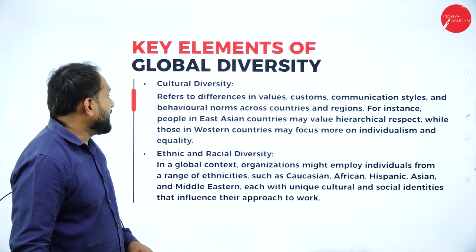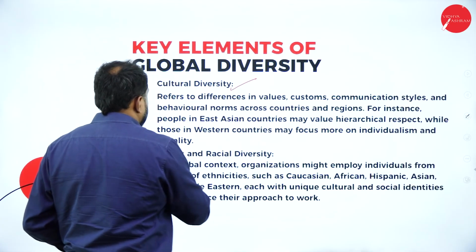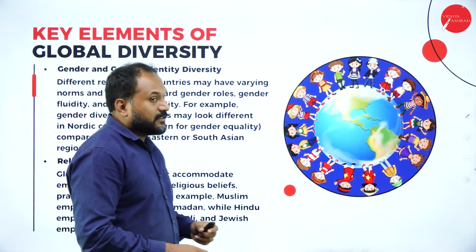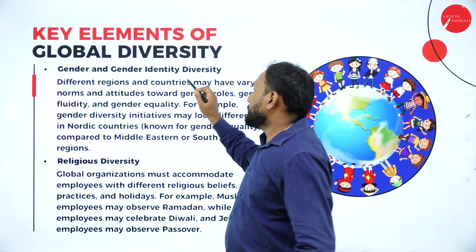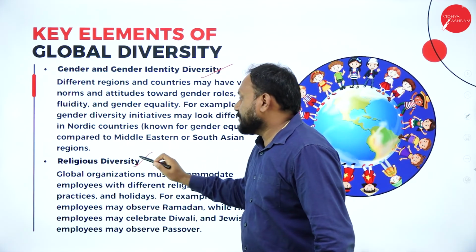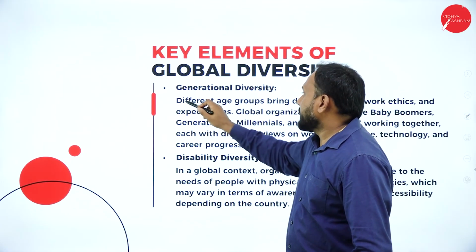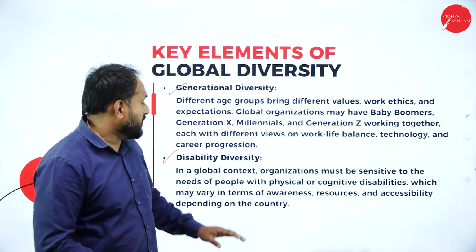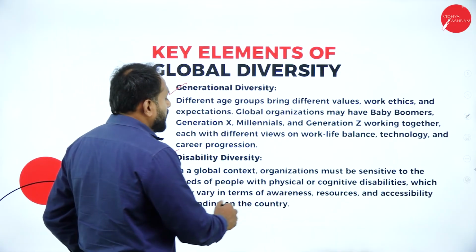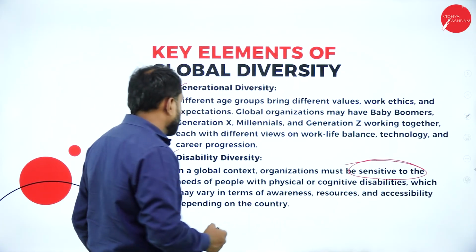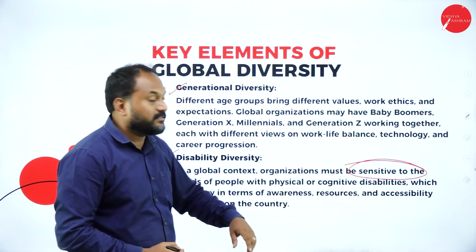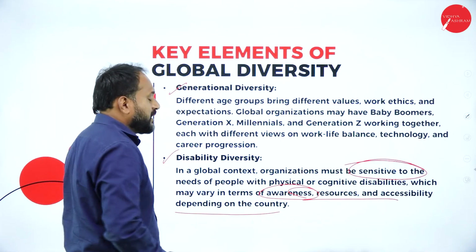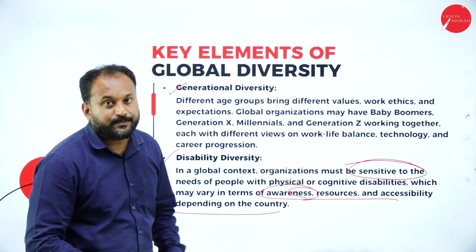Next, key elements. What are the key elements? Cultural diversity is a key element. Ethnic and racial diversity is a key element, right? Next one is the same way, gender. Gender and gender identity is a key element. Religious diversity is a key element. Next, generational diversity and disability diversity is also a key element. Say, what exactly is the disability diversity? That is, in a global context, organizations must be sensitive to the needs of people with physical and cognitive disabilities, which may vary in terms of awareness, resources, and accessibility depending on the country. So that is what you are supposed to understand.